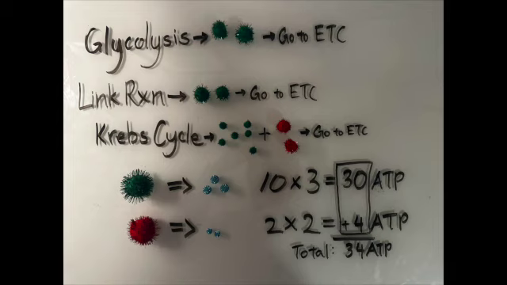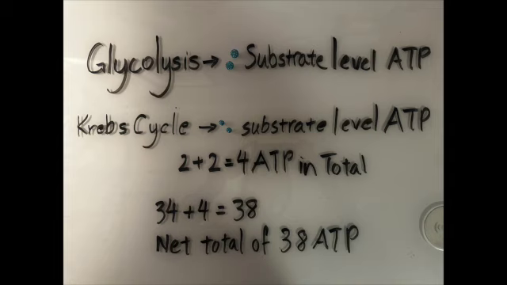Overall, oxidative phosphorylation via the ETC produces about 34 ATP molecules, while the substrate-level phosphorylation during glycolysis and the Krebs cycle produces only 4 ATP molecules. This adds up to a net total of 38 ATP per oxidative glucose molecule, showing how oxidative phosphorylation is a much more effective way of producing ATP, which allows many of the body's systems to run.